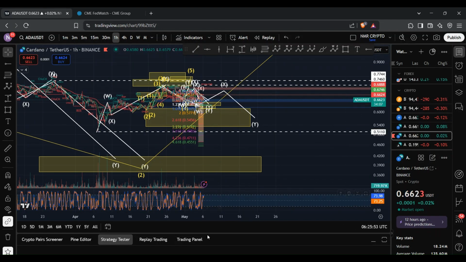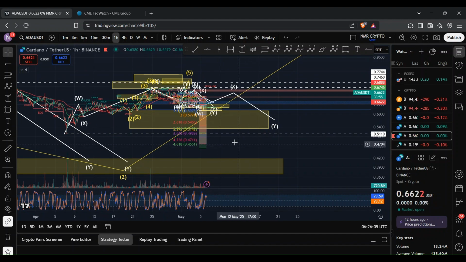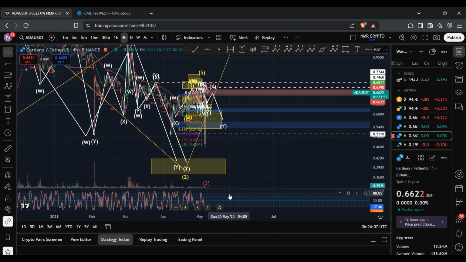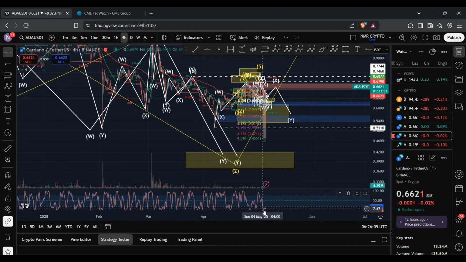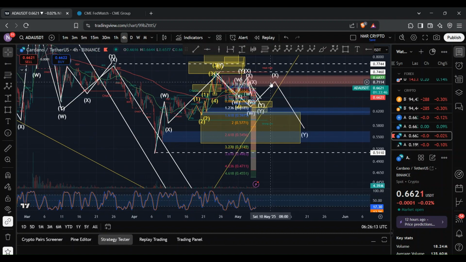Now, in addition to that, you can see that the stochastic RSI is indicating that we are almost within the overbought conditions. And it's possible that the bears can then regain control of the market and then potentially drive the price of ADA down towards these lower targets. Now, as for the 4-hour chart, we are oversold. And so it's possible that we see a recovery on the price of ADA.